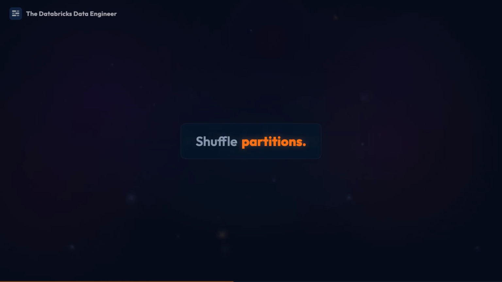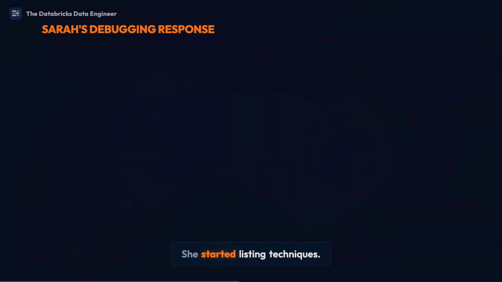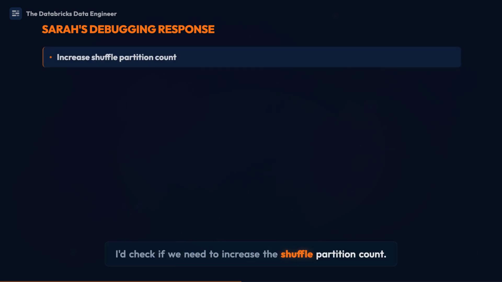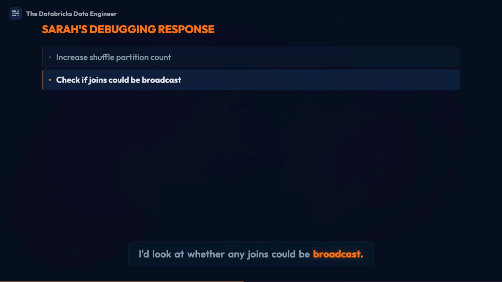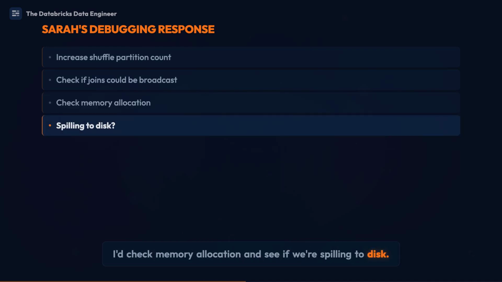Shuffle partitions. She could increase them. Broadcast join threshold. She could lower it. Caching. Maybe she should cache intermediate results. She started listing techniques. I'd check if we need to increase the shuffle partition count. I'd look at whether any joins could be broadcast. I'd check memory allocation and see if we're spilling to disk. The interviewer nodded, then asked, which of those would you check first and why?